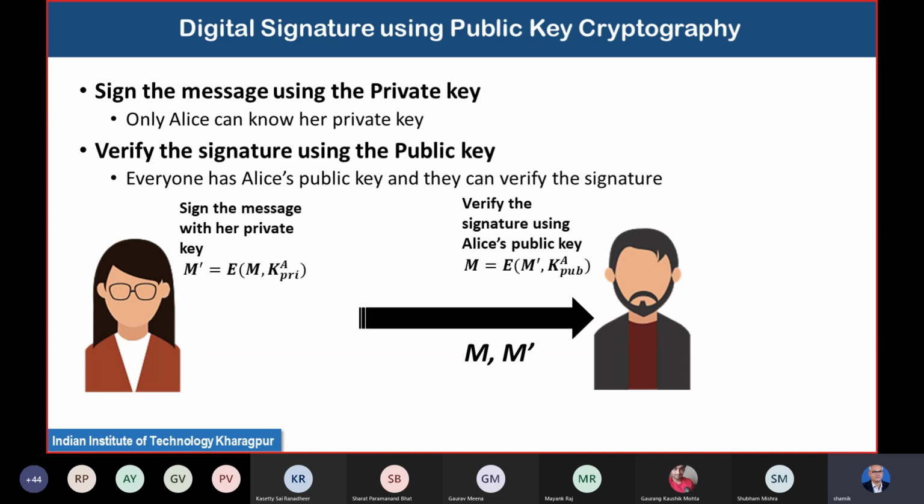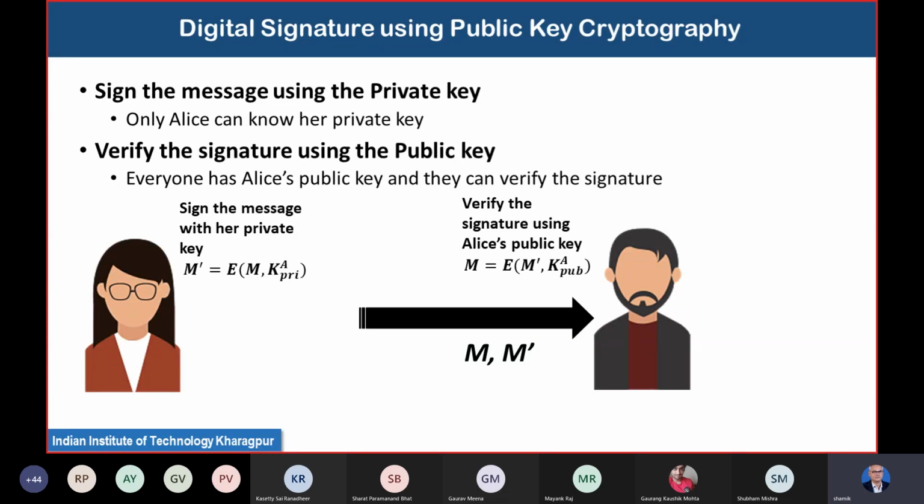If you remember, we said that any message, if it is encrypted with the public key, can be decrypted with the private key. If it is encrypted with the private key, it can be decrypted with the public key. So in this case, we are doing the reverse of what we discussed up to the last slide: the encryption is being done by the private key and it is decrypted by the public key.